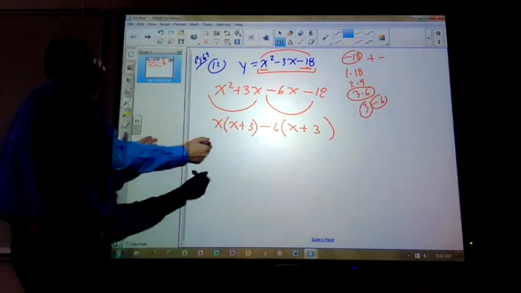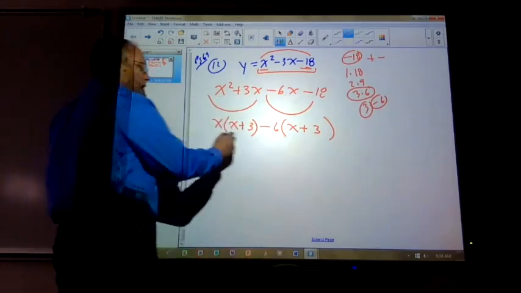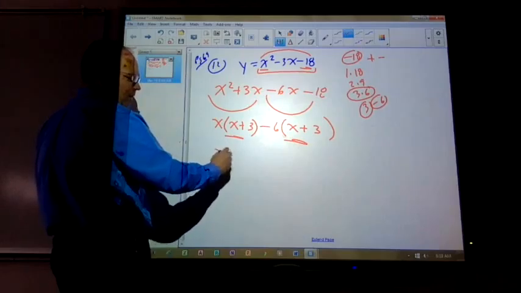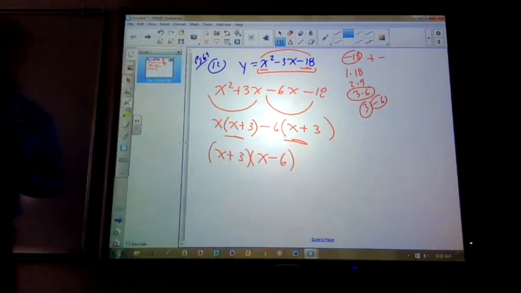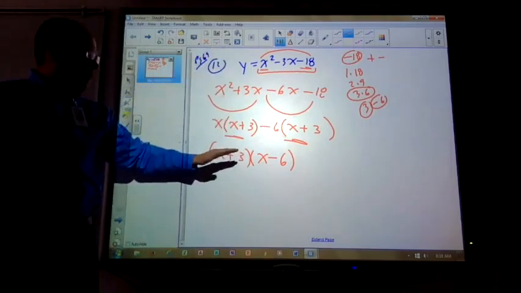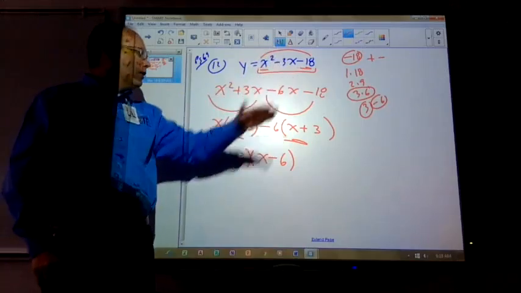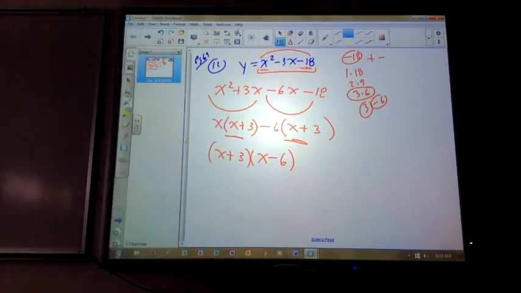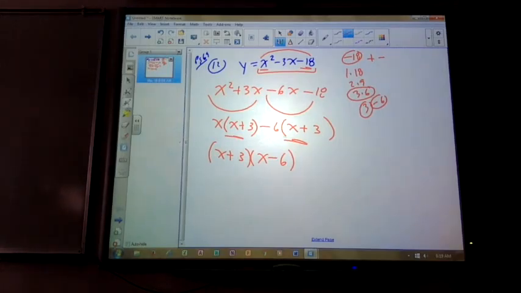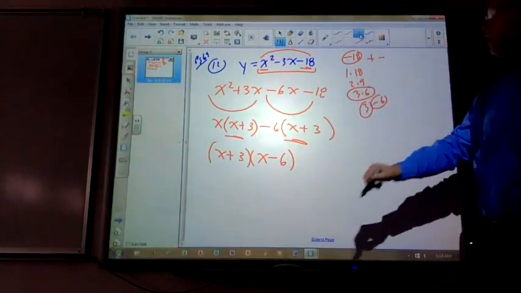So then the factored form, and a lot of people are getting stuck here. They're like, I'm done. No, I have this and this in common, so factor them out. So I have x plus 3, and then I have x minus 6. That is our factored form, meaning if I were to multiply this back together, doing FOIL or whatever, I would get this. But this here tells me where it crosses the x-axis. Where does this parabola cross the x-axis, and how do we get it there?